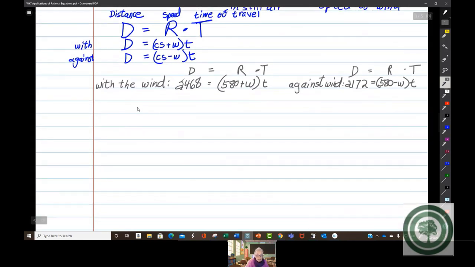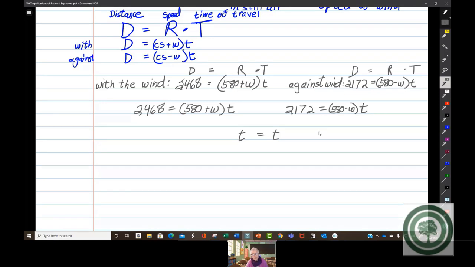So here are our two equations. 2468 equals 580 plus W times T, and 2172 equals 580 minus W times the same amount of time. So what do you do with this? Well, there's a quickie way to make it a little bit less problematic. If you know that the times are equal, time equals time, then all we have to do is solve each of these equations for time and set them equal to each other.